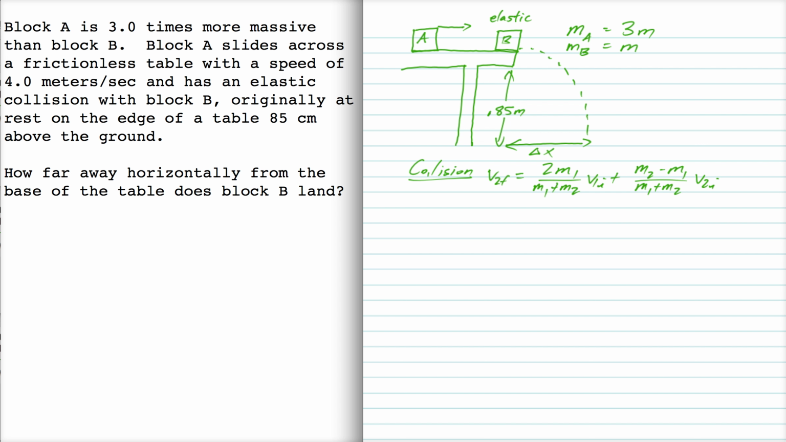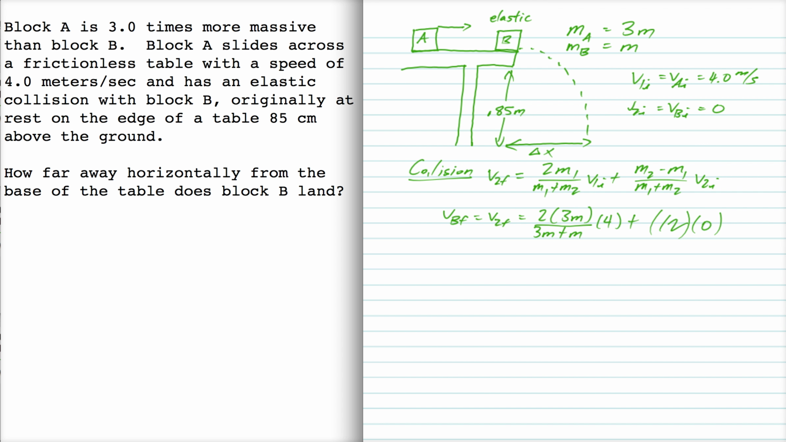Now we're told that V1I here, or VAI, the initial velocity of block A, is 4.0 meters per second, and V2I, or the initial velocity of block B, is 0. It's at rest. So the velocity of block B after the collision is 2 times the mass of block A, which is 2 times 3m over 3m plus m, times 4, plus this term times 0. So I really don't care what that term is.